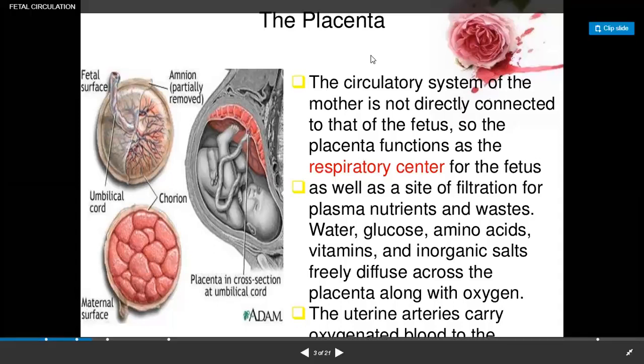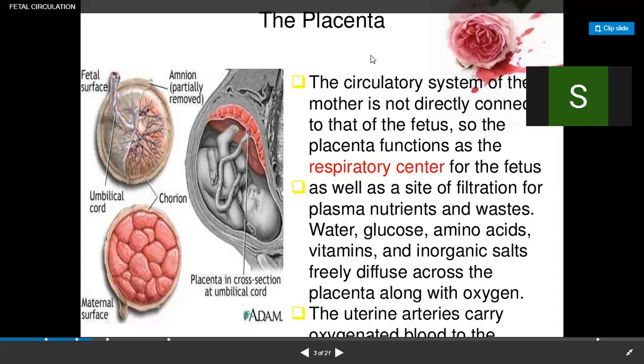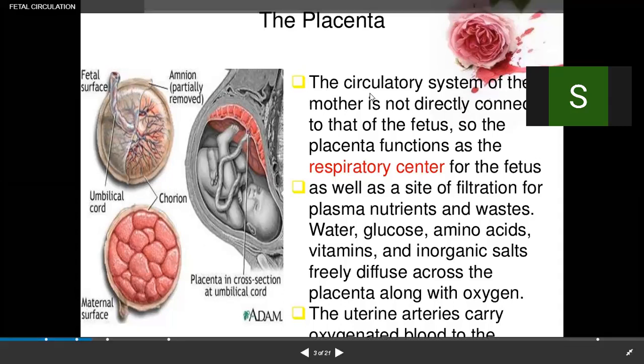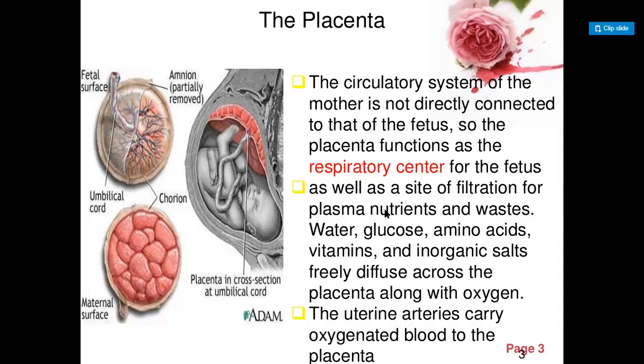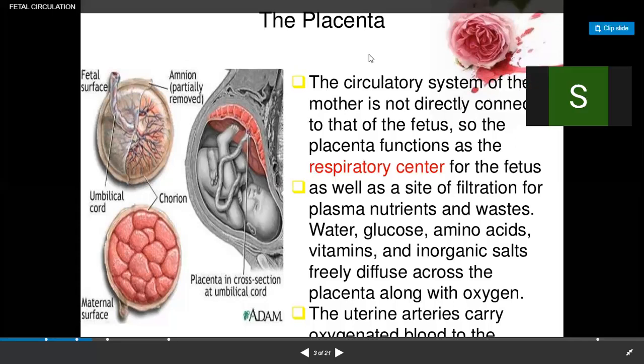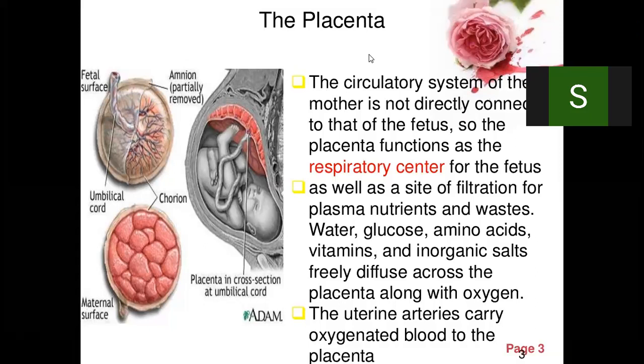It is also a site of filtration for plasma nutrients and waste. Water, glucose, amino acids, vitamins, and inorganic salts freely diffuse across the placenta along with oxygen. The uterine vessels carry the oxygenated blood to the placenta. But the umbilical vein carries the oxygenated blood to the fetus.